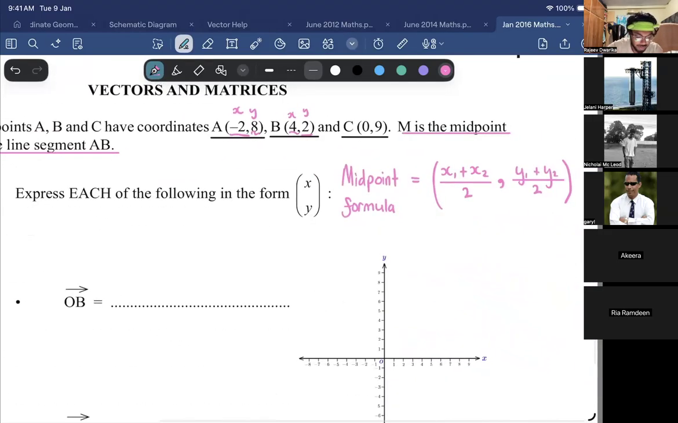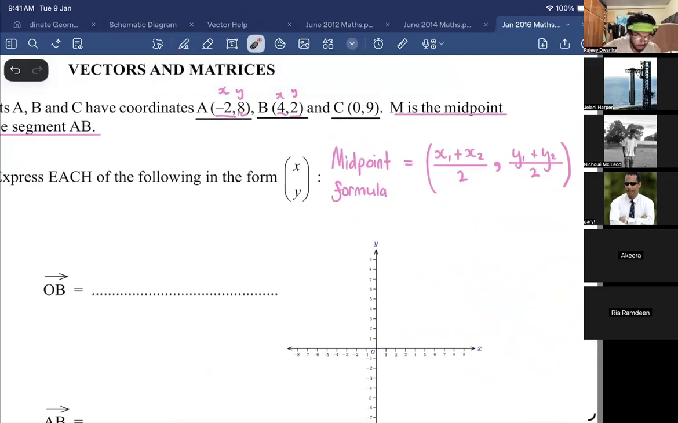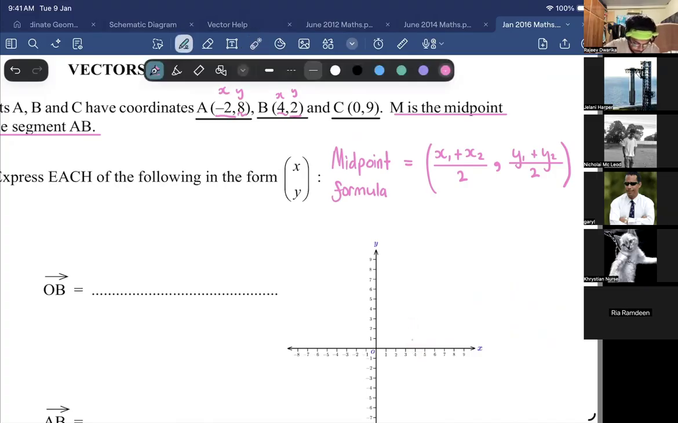So Christian, if I wanted to plot the point 4, 2, what would we do? I would look for 4 on the x-axis, and then I would look for 2 on the y-axis. 4, then 2. Didn't you just put on a vector? Because you just went from where to where? From 4 to 2.